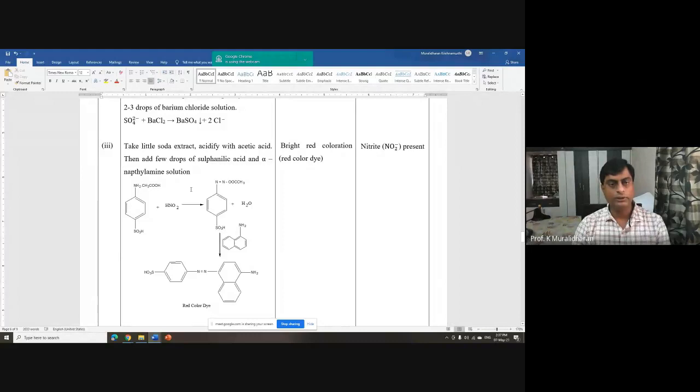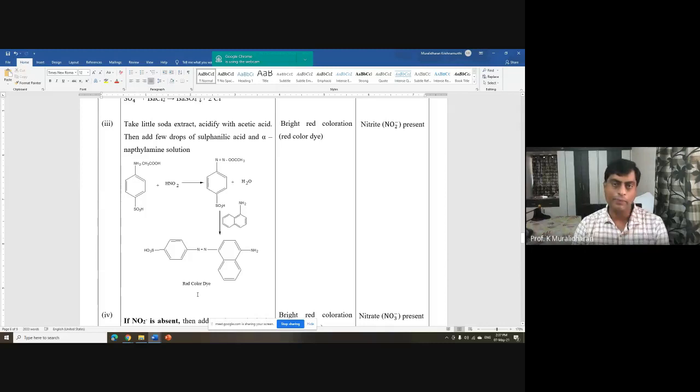You see the oxidation happen here, and after adding this, this organic compound is formed. This is a red color dye. Dye formation happened here. So in this reaction, you see that when these nitro compounds are there, this acid formation will happen here, right? So N=N double bond formation happens only when nitrite is present in the system.